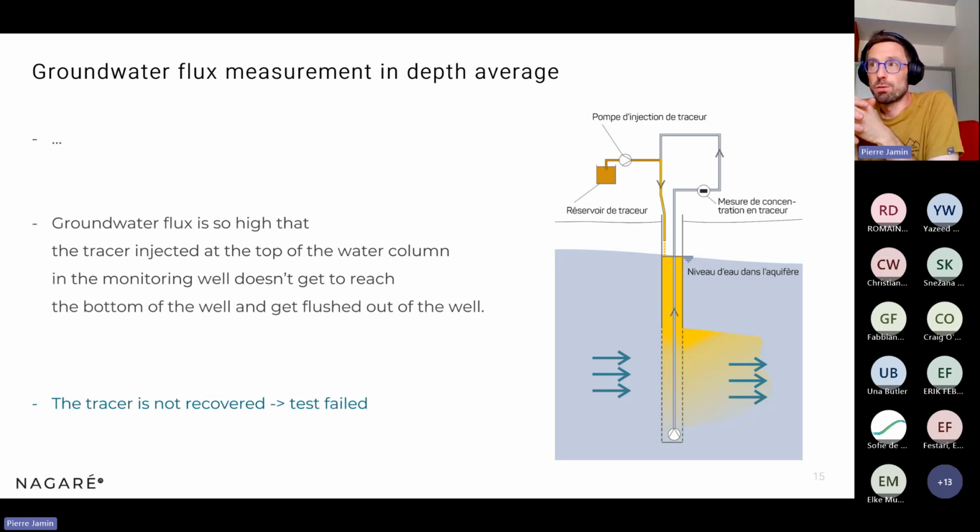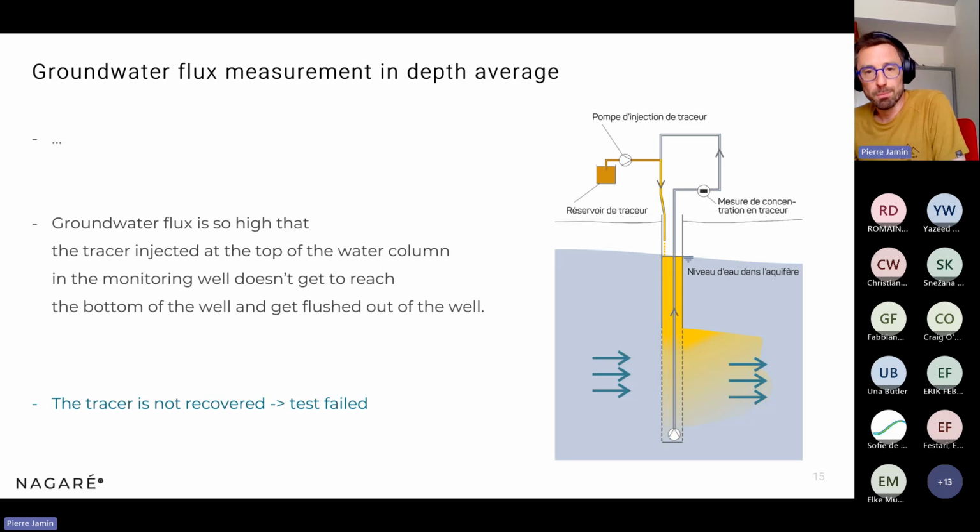And in fact, the groundwater flux is so high around the pumping well that the tracer injected at the top of the water column in the monitoring well doesn't get to reach the bottom of the well and get flushed out of the well in the first meter of the screen. So the tracer doesn't reach the circulation pump that brings the water up to the surface and make it go through our equipment. So we did not recover any tracer and the test failed.